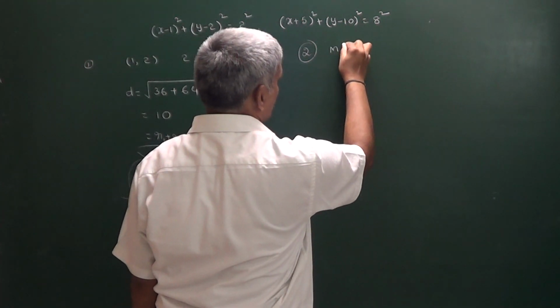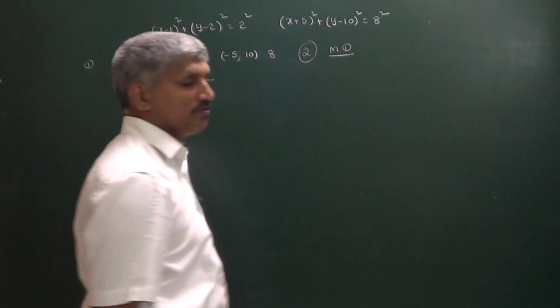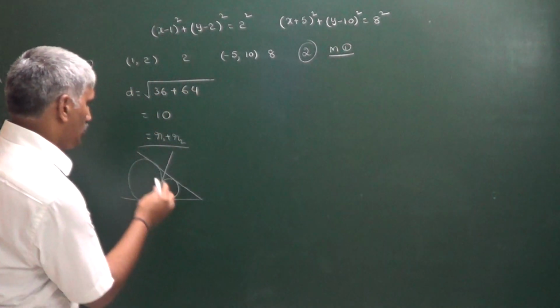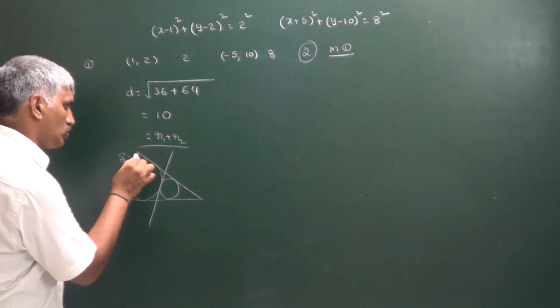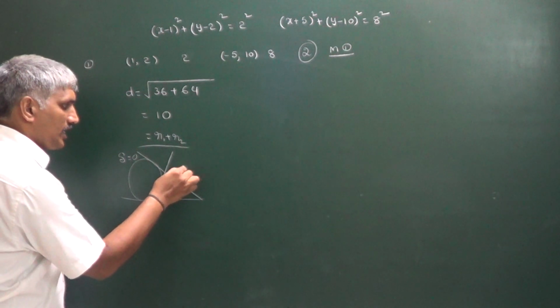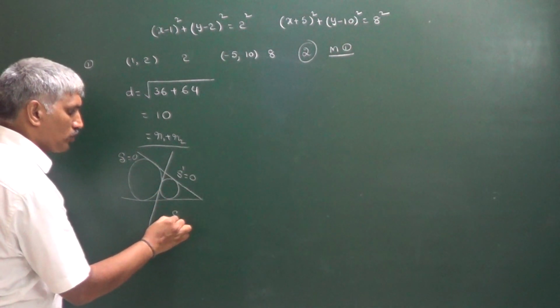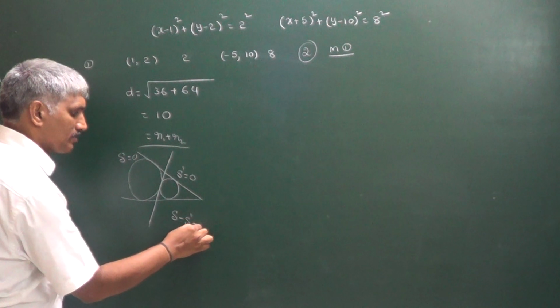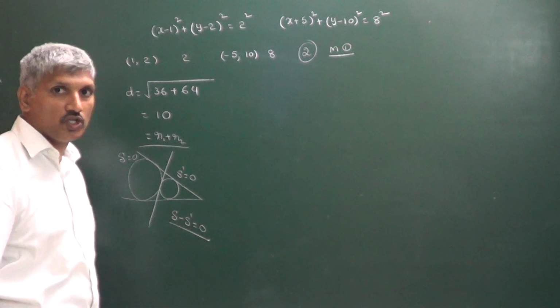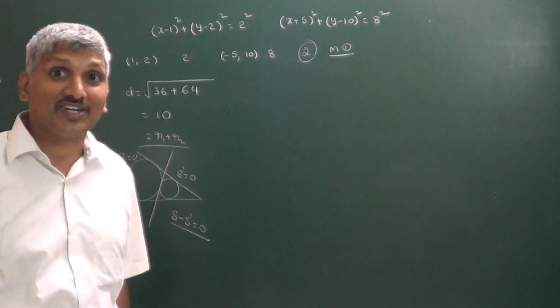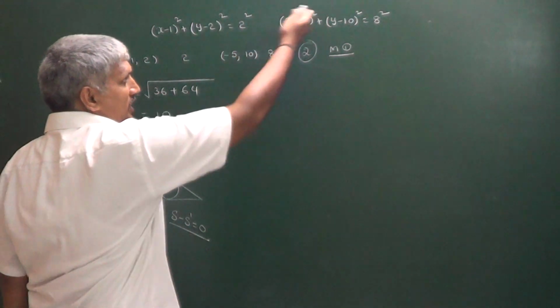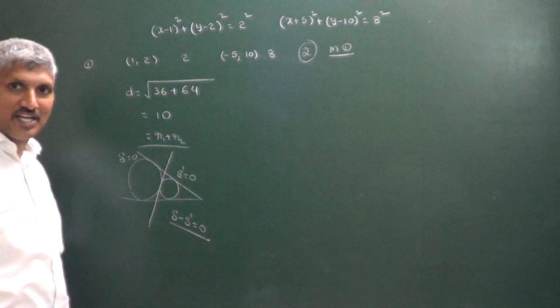For that I want to discuss two different methods. First method: this is one circle, S is equal to 0. This is another circle, S dash is equal to 0. If you subtract the two circles, S minus S dash is equal to 0, you will get the equation of the common tangent. Subtract the two circles, you will get the common tangent equation.